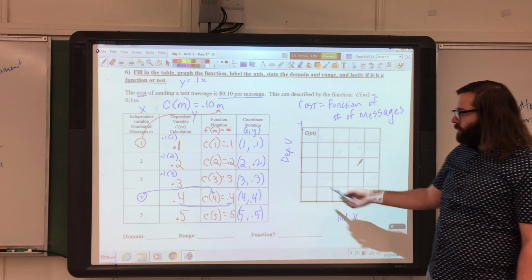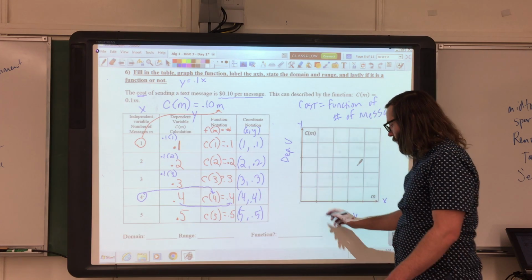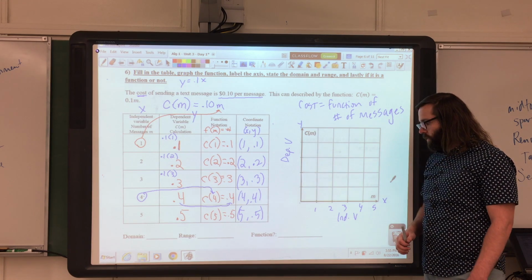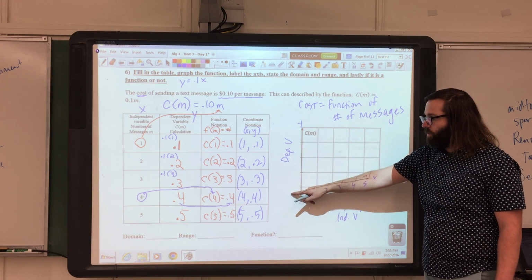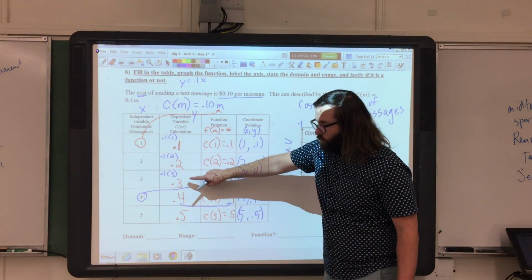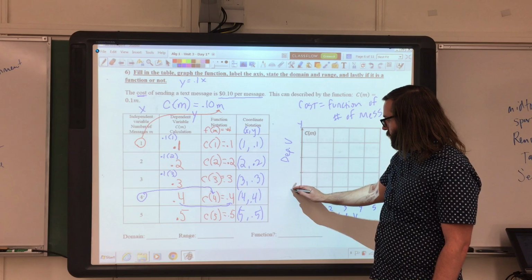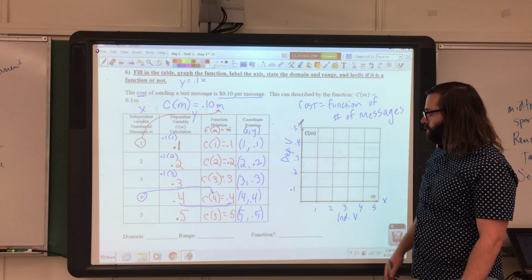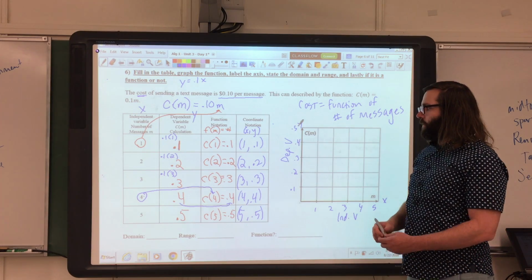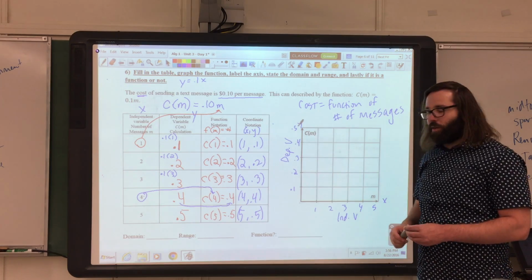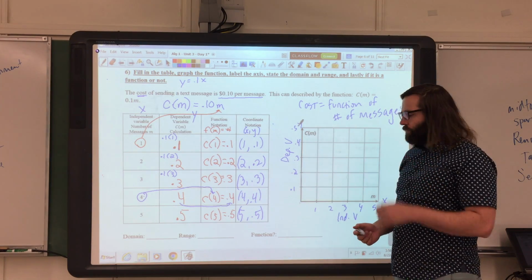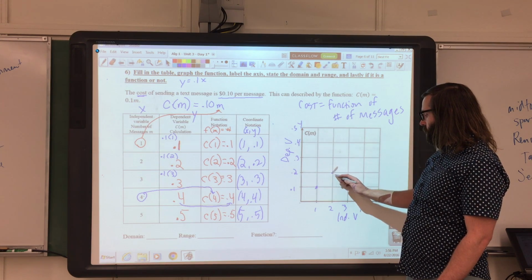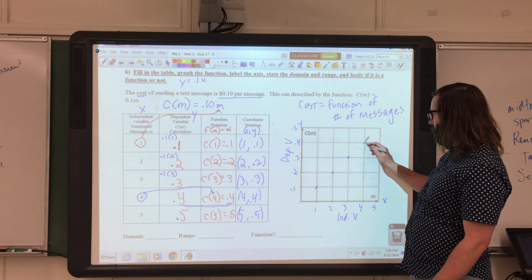For our messages, ours are going up by 1, so it makes sense to go 1, 2, 3, 4, 5. For our cost, you'll notice that's only going 0.1, 0.2, 0.3, 0.4, so it makes sense to label this 0.1, 0.2, 0.3, 0.4, 0.5. Now you have to keep track of your points to make sure that your axes make sense. And all you do is you graph. So you have 1, 0.1, 2, 0.2, 3, 0.3, 4, 0.4.